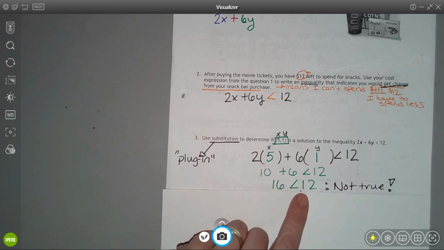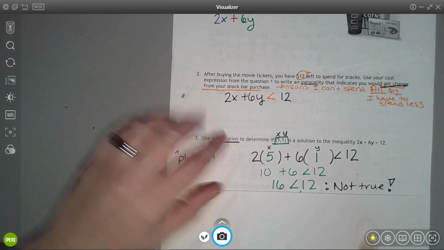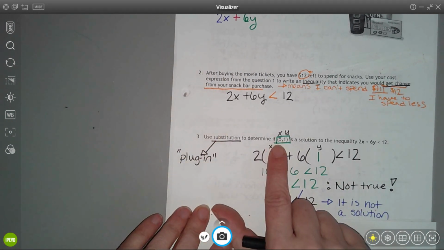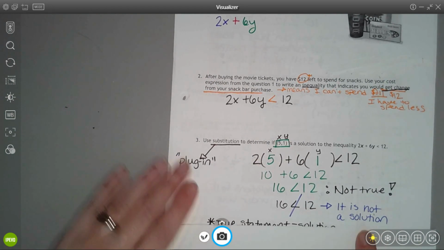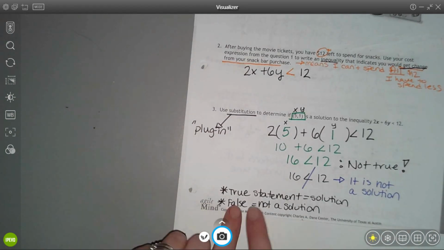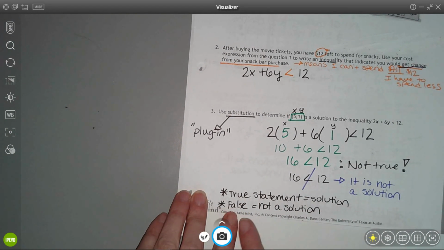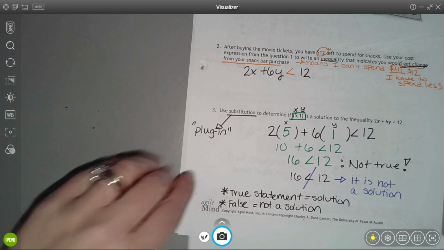16 less than 12. I don't know what world you guys are in, but in my world, that is not true. That means that the point (5, 1) is not a solution, okay? A true statement, if it was true, that means it would be a solution. A false statement means that it is not a solution.